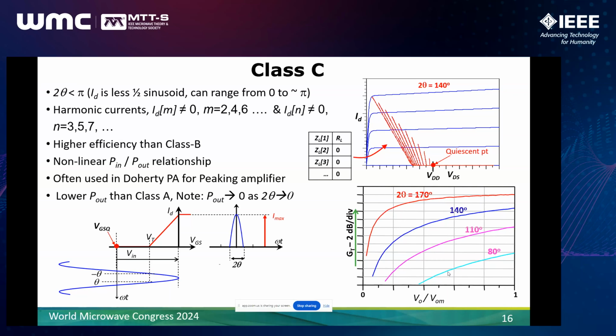So the pictures down below simply show the waveforms, the current pulse being less than pi, so 2 theta is less than pi, and the gain response for various conduction angles. So again, as the conduction angle gets smaller, we have more of an increasing gain with drive level.